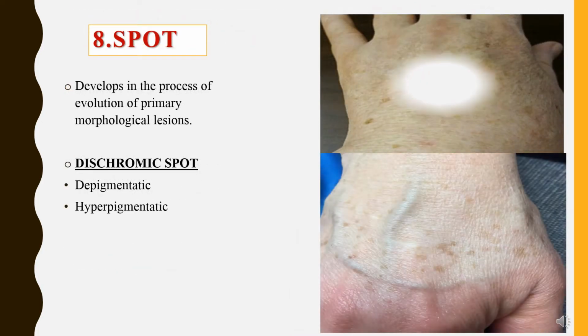In this case, we also have the spots, which develop in the process of the evolution of the primary morphological lesions. We will focus on the dyschromic spot forms, that is the depigmented and hyperpigmented forms, which we will see more prominently, but it is the same because it's the evolution of the primary morphological lesion.